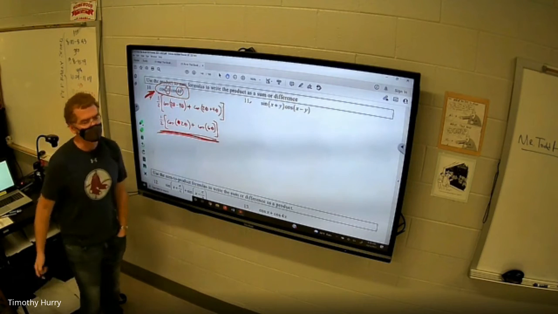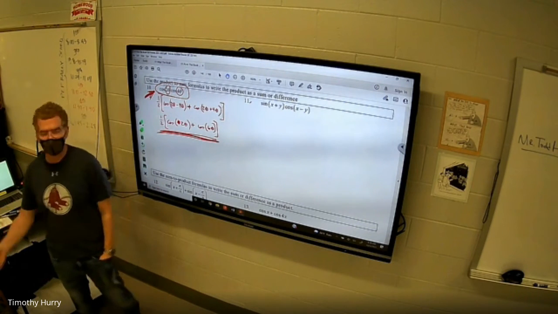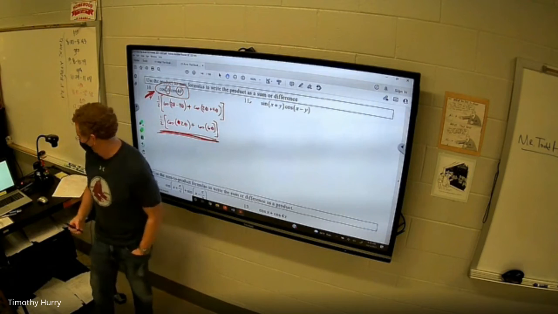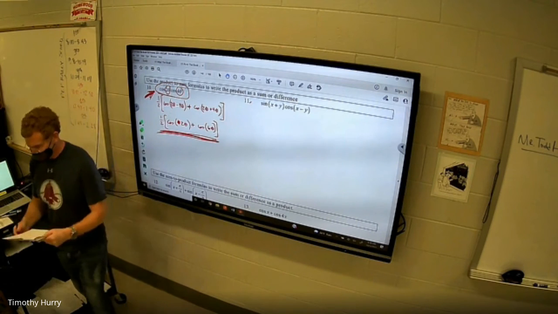What about 11? Since it didn't help me go any further. Number 11 says product. You have a sine and a cosine. Any thoughts?